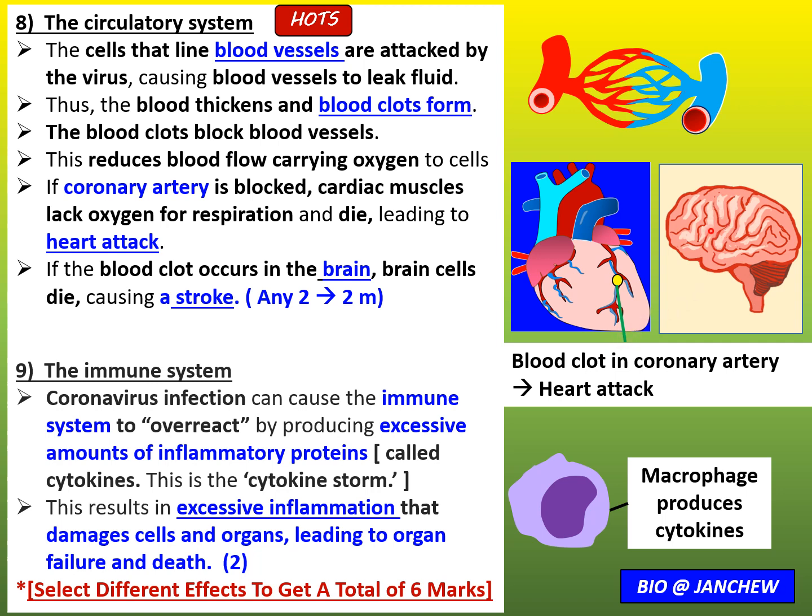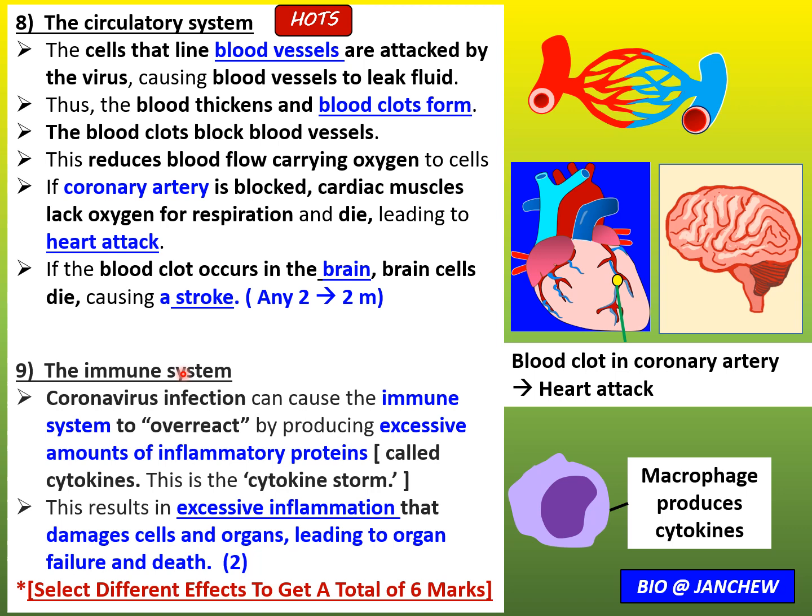Now, if the blood clot occurs in the brain, in a certain part of the brain, that part of the brain will die because it will not receive enough oxygen as the blood flow is blocked by the blood clot. So it will cause certain brain cells to die, and the person will experience a stroke where there is impairment of movement or speech and other activities.